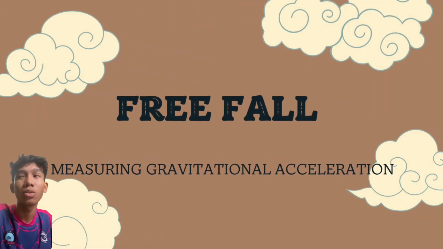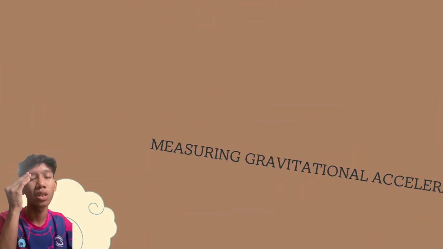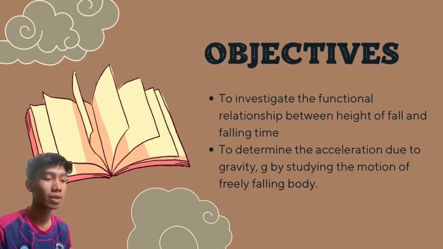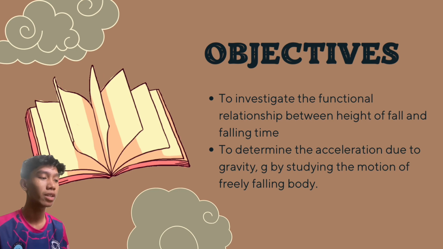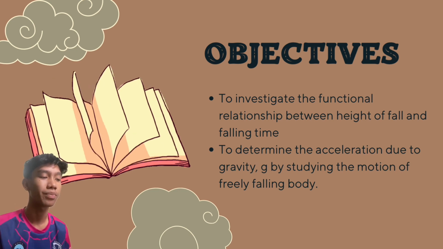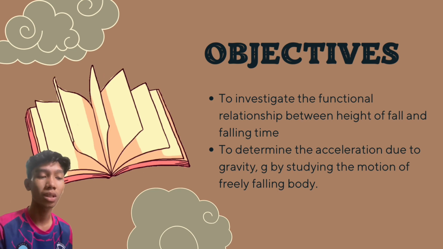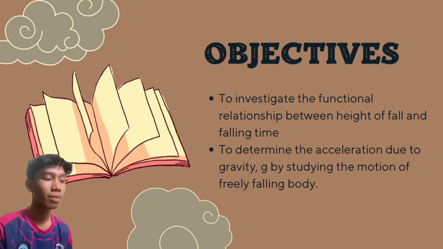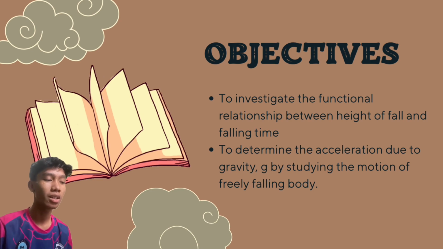Assalamualaikum warahmatullahi wabarakatuh. Today I will present to you about experiment 3, free fall. So the objective of the experiment is to investigate the functional relationship between height of fall and falling time. The second one is to determine the acceleration due to gravity by studying the motion of a freely falling body.